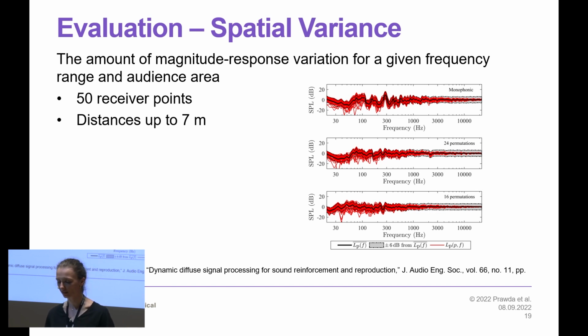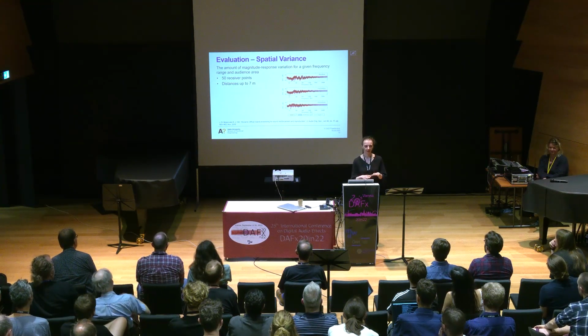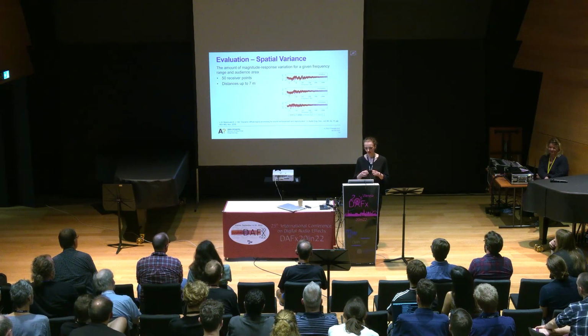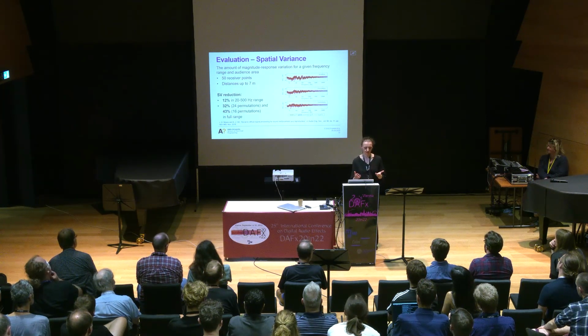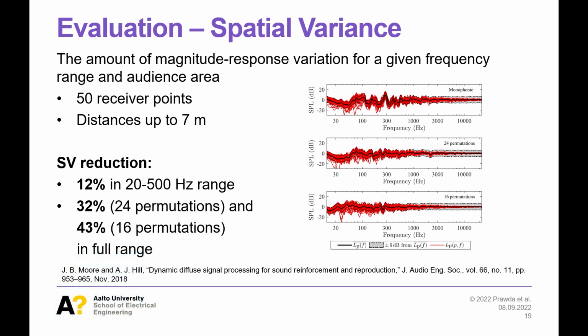And you can see that in the top pane, the comb filtering effect is probably quite severe, and we have these peaks and valleys quite pronounced. But then the middle and bottom pane show that those effects are quite nicely suppressed, at least to some extent. So we can achieve some spatial variance reduction, both in the low frequency range, where it's maybe the most critical, and also generally in the full frequency range as well.